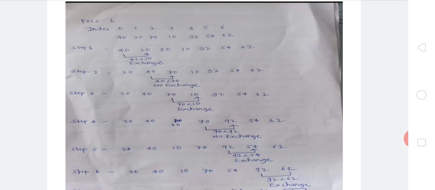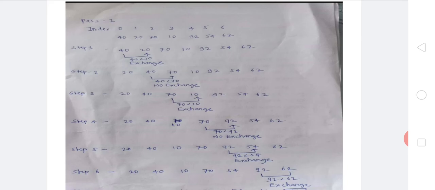In step number 1, the first element, or 0th location element, is compared with the first location element. If the first element is greater than the second element, then an exchange is required. After the exchange, 20 is placed at the 0th location and 40 is placed at the first location. In step number 2, again 40 is compared with 70. Here no exchange is required, because 40 is less than 70.